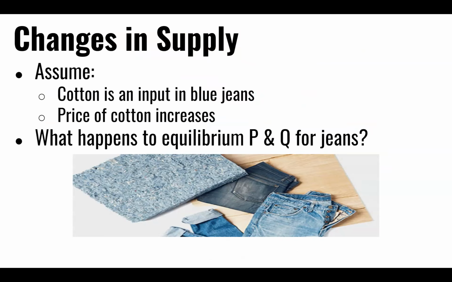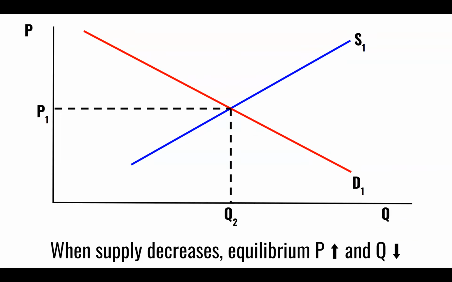We can look at changes in supply. Let's pretend that cotton is an input in the production of blue jeans, which it is. And let's pretend that the price of cotton, an input, increases. So what's going to happen to equilibrium price and quantity for jeans? Well, if there's a change in the input cost, that's going to affect supply. So if the cost of cotton rises, it means I can't make as many pairs of jeans, all else being equal, as before, because I simply can't afford as much inputs as before. So the supply curve will shift left.